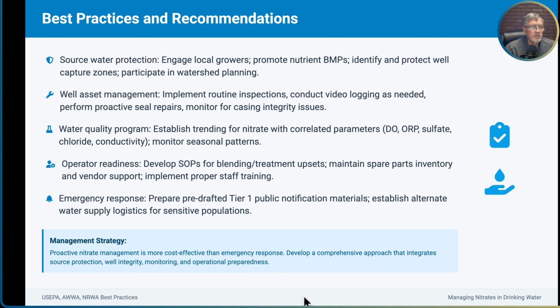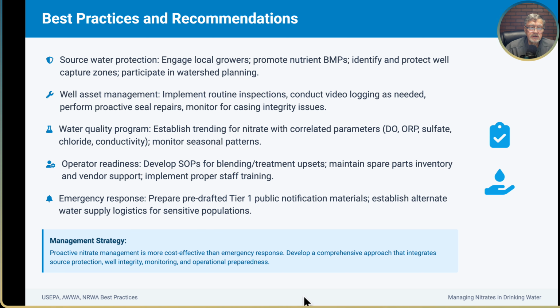Best practices and recommendations, source water protection. You're going to want to engage the local growers, promote nutrient BMPs. We talked about that earlier. So best management practices so you're not contributing excess nitrate to the aquifers, identify and protect well capture zones, and participate in watershed planning. Working with the growers and the water suppliers together can really help manage those nitrate concentrations in the basin.